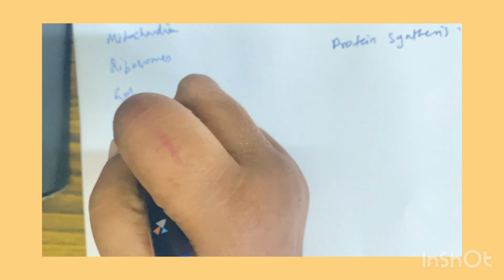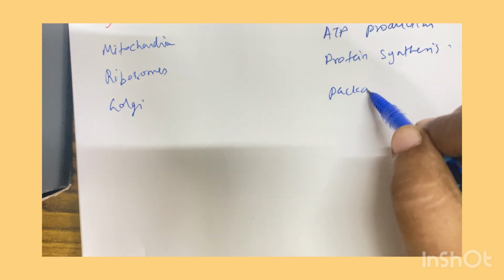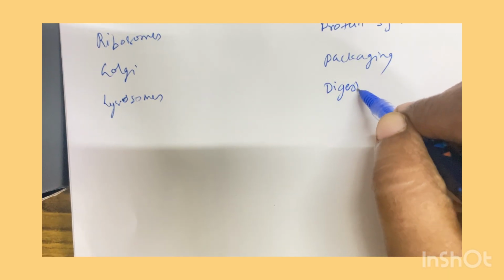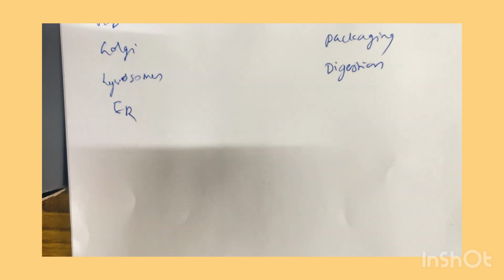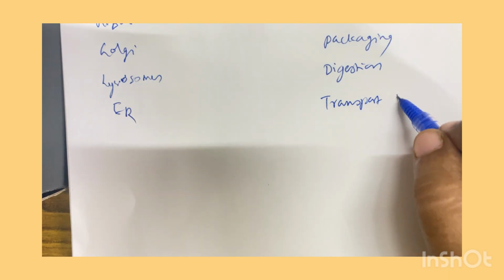Golgi apparatus, what is its function? Packaging. Remember, the post office of the cell, packaging. Lysosomes, what is their function? We call them suicidal bags, isn't it? So, digestion is its function. Endoplasmic reticulum, ER, what is its function? Transport and synthesis. Remember, transport and synthesis.